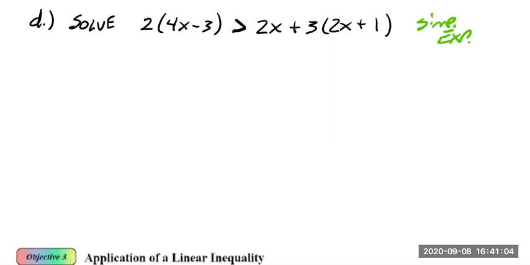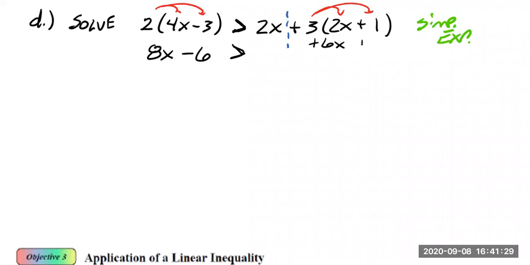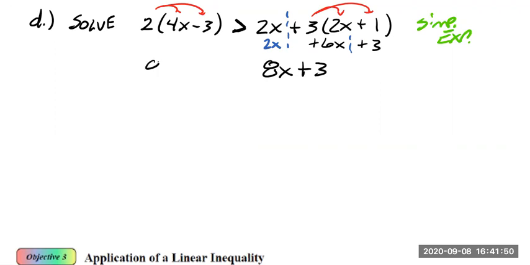So the left side, if we distribute the 2, we're going to have 8x. And then 2 times -3 is -6. Now the right side, we actually have a split. We have 2 terms. The term on the right will distribute the 3 to get 6x plus 3, multiplying 3 times 1. But then we want to combine terms together, and we're going to get 8x and then plus 3. So if we put this on the same level, we'll have 8x minus 6 greater than 8x plus 3.